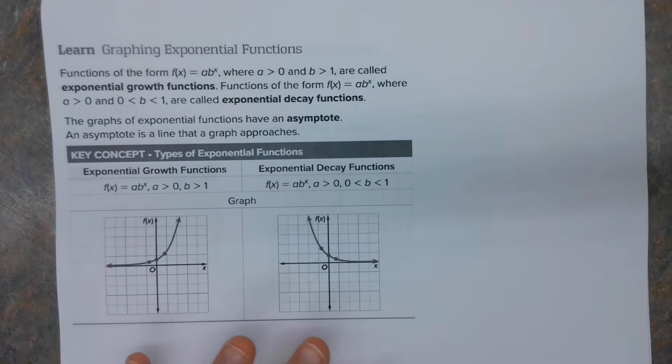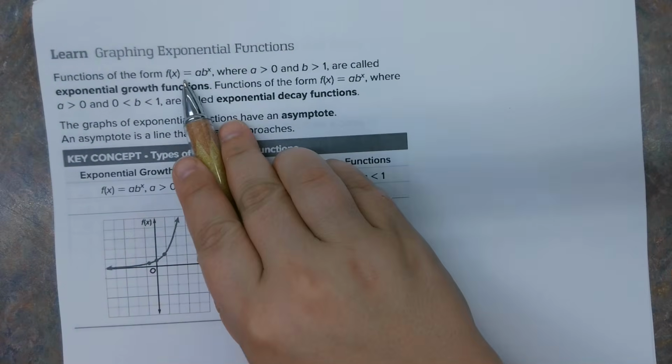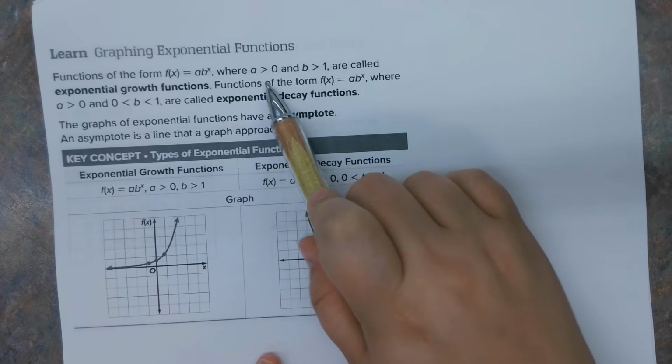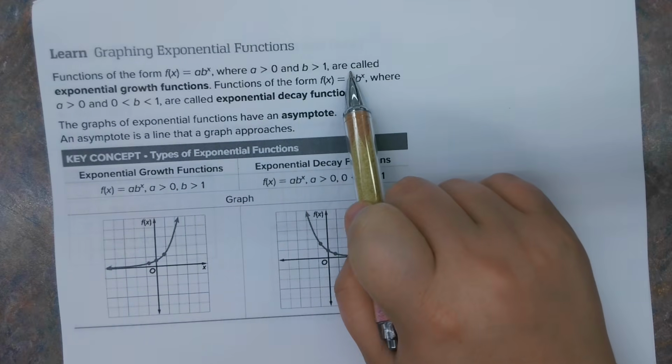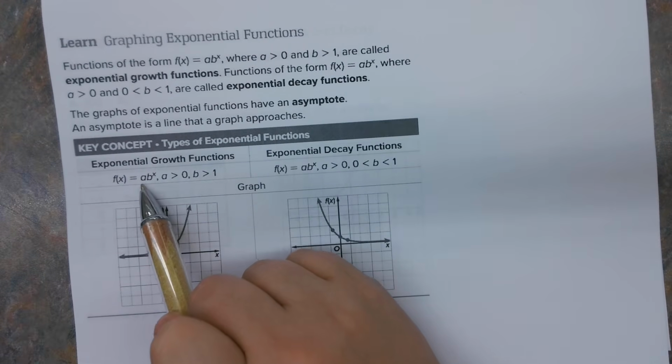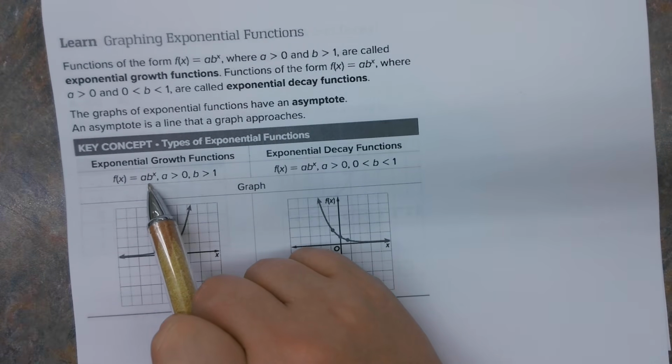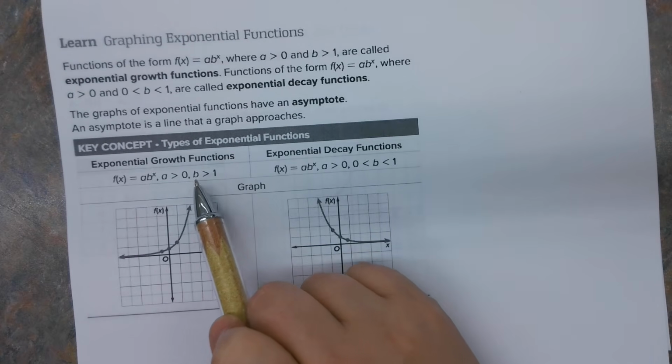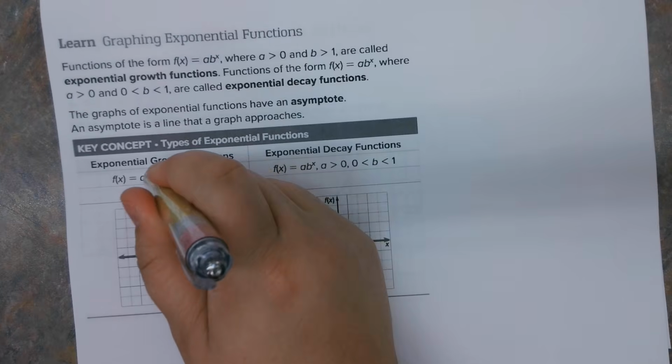Now let's look at graphing exponential functions. So here's the form of a function. A is greater than 0, B is greater than 1. They're called exponential growth functions. So remember, before we said A can't be 0, B has to be greater than 0 and can't be equal to 1. So when A is greater than 0 and B is greater than 1, we call that exponential growth.